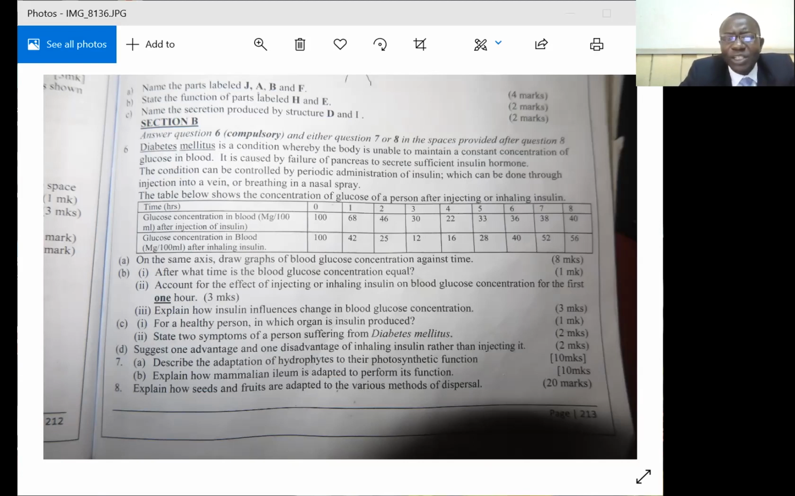But now the examiner wants you to apply the biological knowledge you have, that is the application stage in Bloom's taxonomy of educational objectives. An examiner expects you to apply this particular situation to your knowledge. What is taking place by accounting the effect of injecting or inhaling insulin in the first 1 hour? If possible, you write that question.